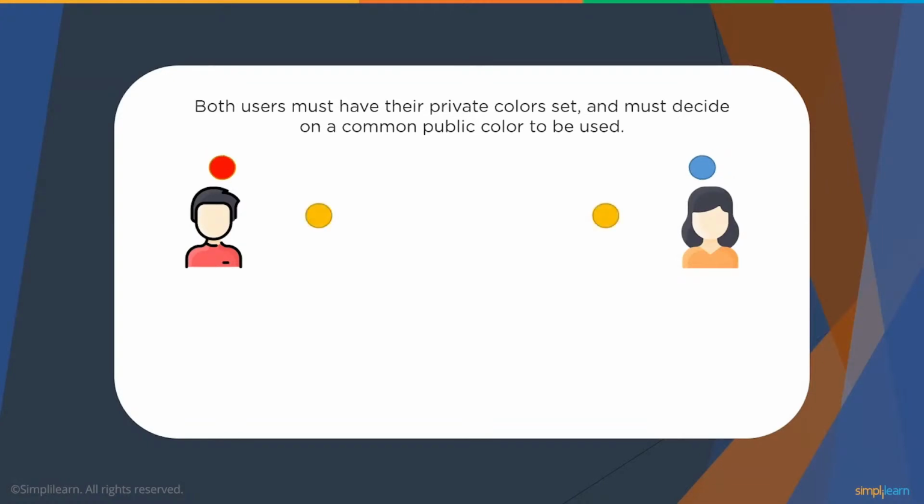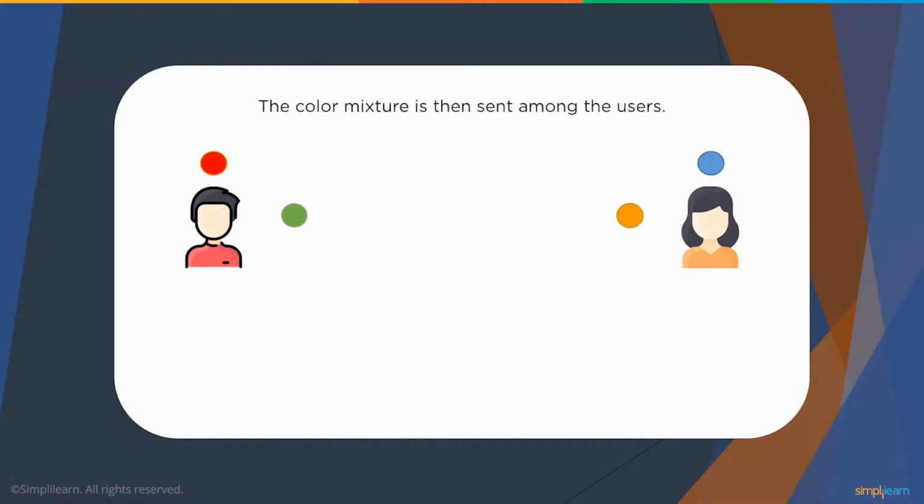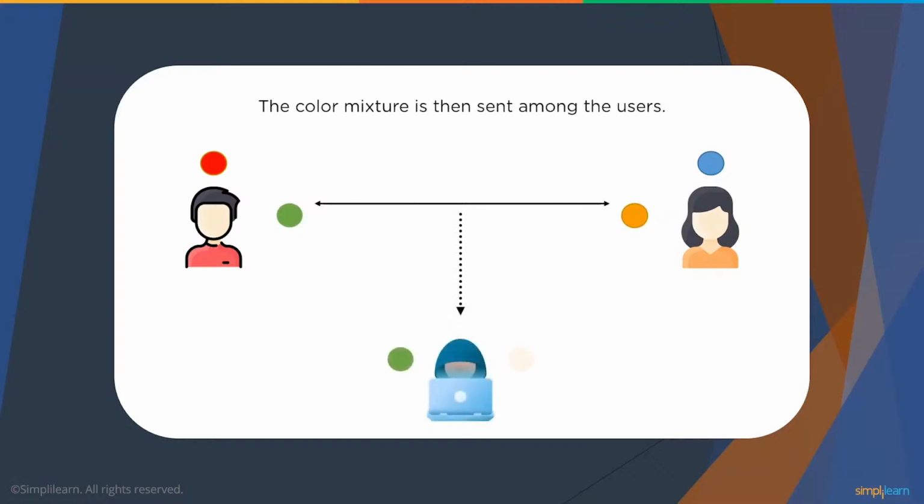In this case, we are choosing this common color to be yellow. In the next step, both users have to mix their private colors with the publicly decided common color. After mixing, we get a new color mixture for each of the users. Once we have a new mixture for each user, this mixture is then sent to each other. Now this is done over an insecure channel, which means this communication can easily be intercepted by any malicious actors who are listening on the channel. At this point, even if the mixtures are exchanged, the hackers have only that, the mixtures. They do not possess the private colors of both users.